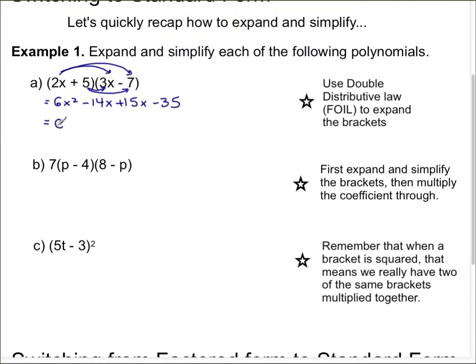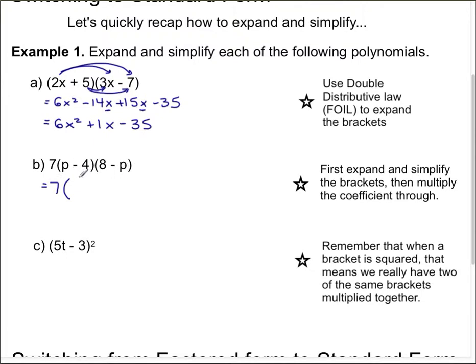And now I'm going to combine the middle terms because they have the same variable. They both have an x. So negative 14 and positive 15 go together to create plus 1x. And then, of course, we've got that minus 35 on the end. Now for this one here, I'm going to leave this 7 out front. Notice it says up here, first expand and simplify the brackets, then multiply the coefficient through. So I'm going to leave the 7 out front, and I'm going to expand the brackets.